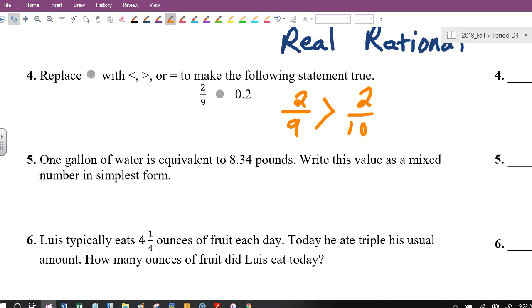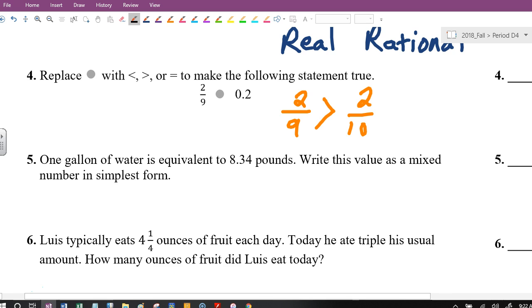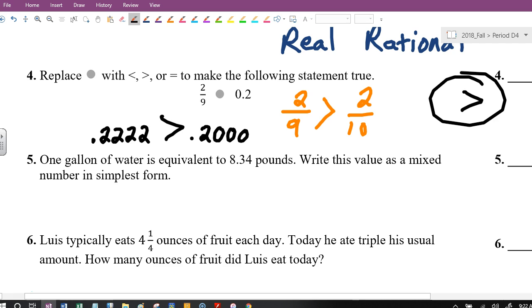Now, I would have done it another way, though. What's the other way to do it? Right, 2 divided by 9, and what do you get? 0.2222, etc. versus 0.2, which is actually 0.20, right? So which one's bigger? The first one. Alright? Any questions?